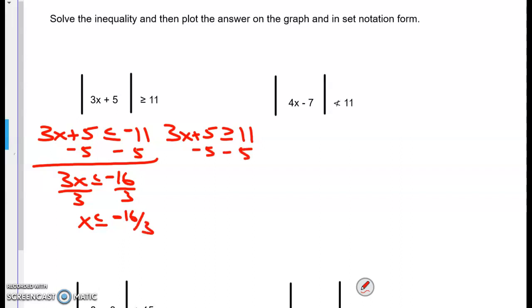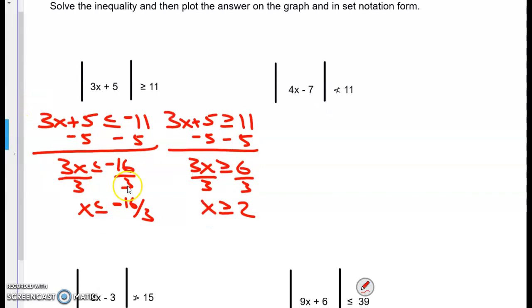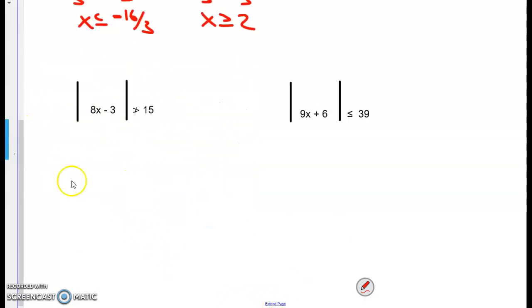I'm subtracting 5. 3x is greater than or equal to 6. And I'm dividing by 3. And my x is greater than or equal to 2. And that is the algebraic solution right there.